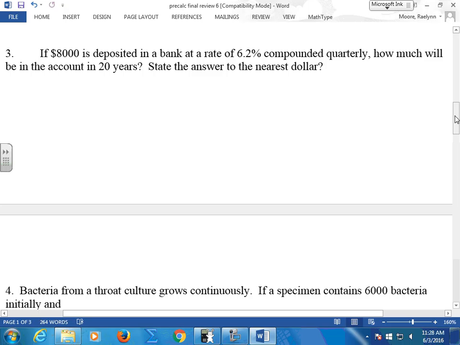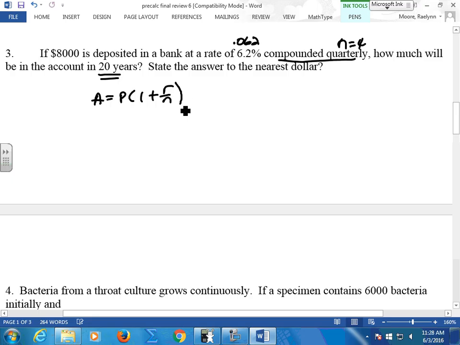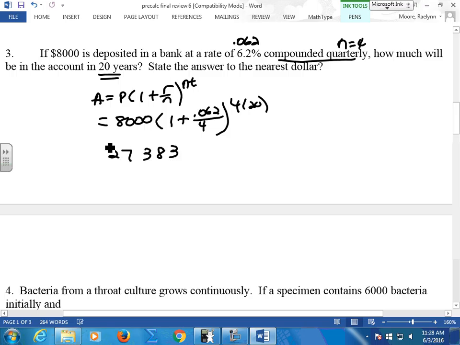Okay, if 8,000 is deposited in a bank at a rate of 6.2062, compounded quarterly, how much will be in the account after 20 years? Same situation. So you're going to take $8,000, put it in at a rate, just watch those decimals on that rate, compounded quarterly to the 4 times 20. And I think it's $27,383 to the nearest dollar.